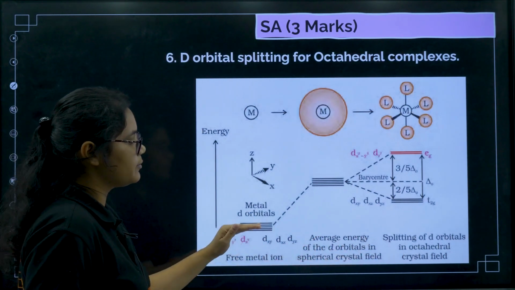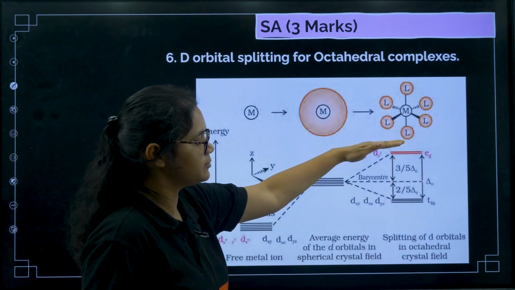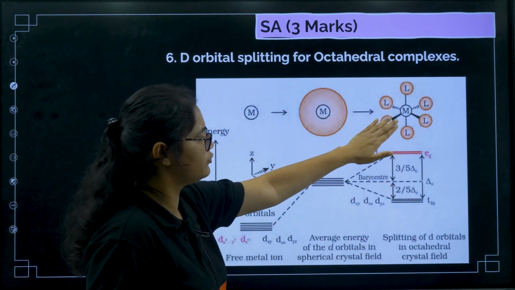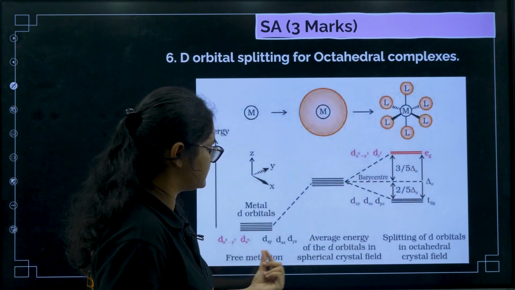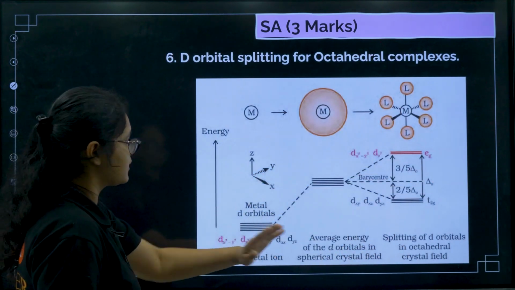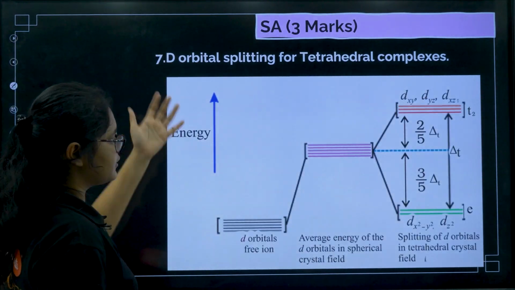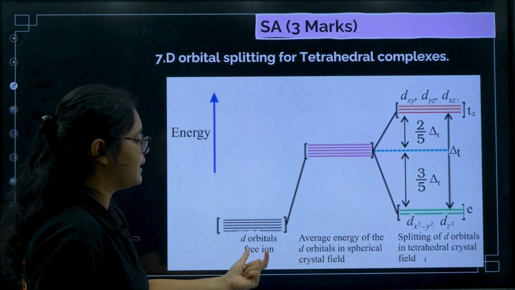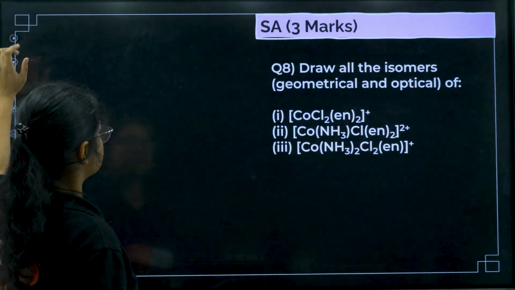So first there are d orbitals, then they go higher, and then there is splitting 2/5 and 3/5. This is not required to draw, but this whole diagram and these bottom labelings many students do not do. Please do not make this mistake, write the complete thing. Similarly, we have the same thing for tetrahedral complex. Here also you should mention the labelings properly. Okay, not explaining this one.